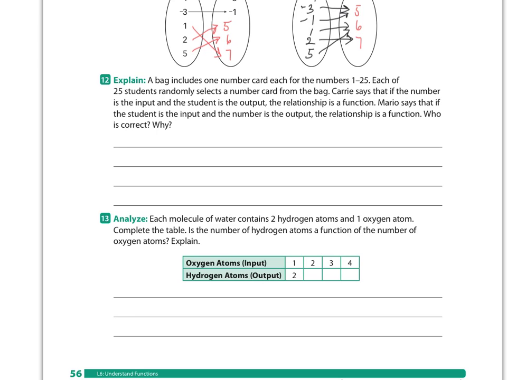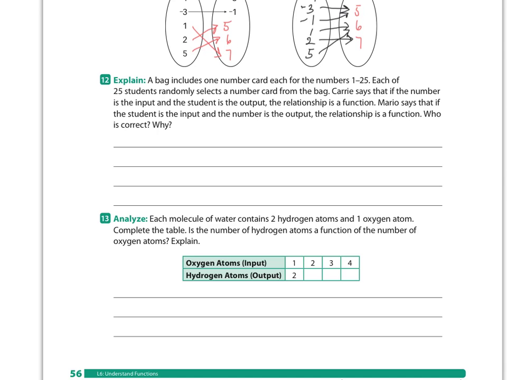Carrie says, hey, if the number is the input and the student is the output, it's a function. Yep, that would be true. Mario says just the opposite. He says if the student's the input, the number's the output. But remember, I have the same number of students and the same number of cards, and each student is getting a card, and it's not like they can be repeated at all in this scenario. So yes, they're both right because they're both functions.